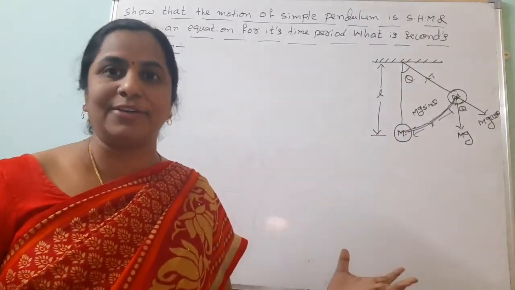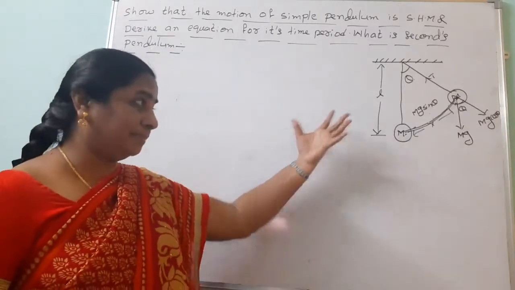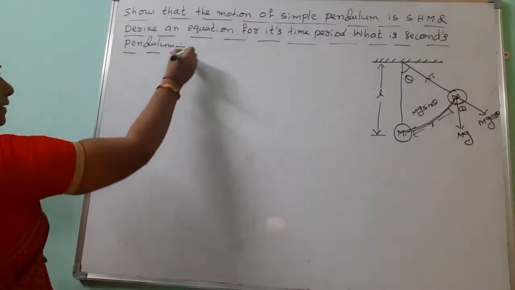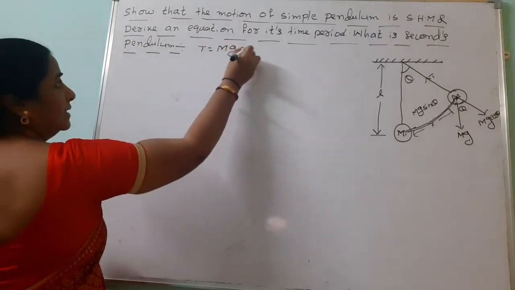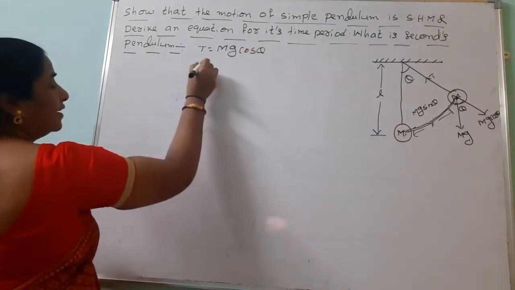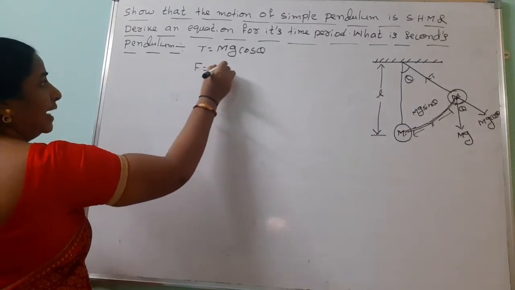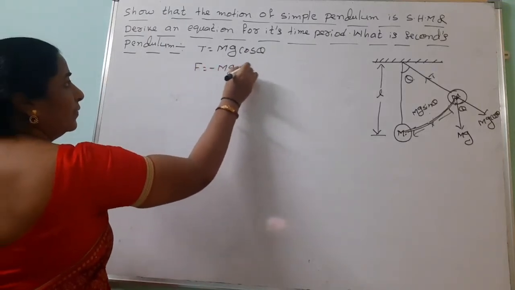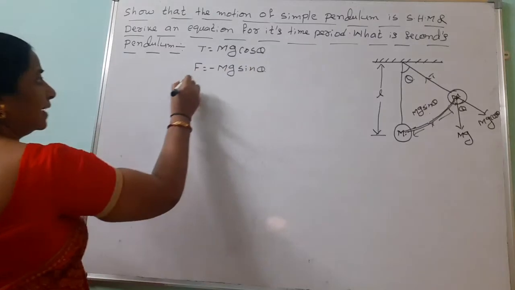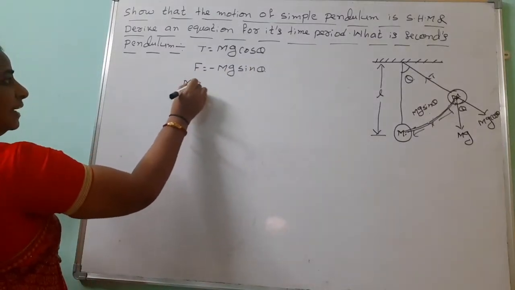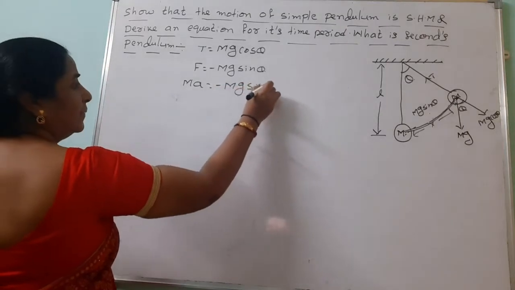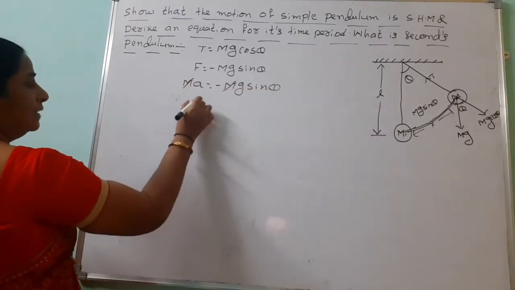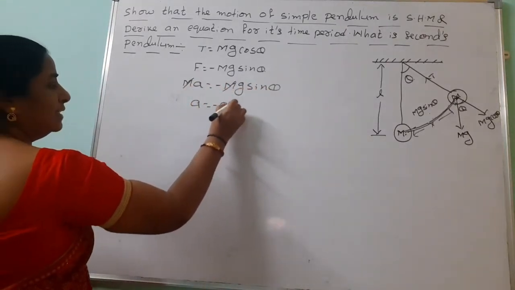Then come back to our question. From this figure, we can write: tension is balanced by mg cos theta. Restoring force F equals minus mg sin theta. From Newton's second law, instead of F we write mass into acceleration, so ma equals minus mg sin theta. Here m cancels. a equals minus g sin theta.